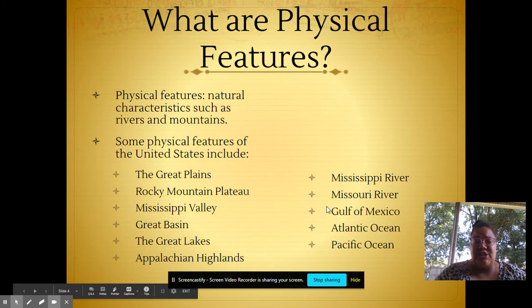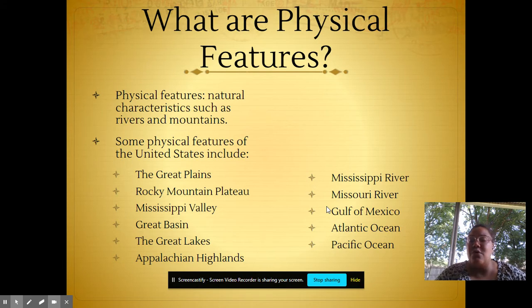So, what are physical features? Physical features are natural characteristics such as rivers and mountains. Some physical features include the Great Plains, the Rocky Mountains, the Mississippi Valley, the Great Basin, the Great Lakes, the Appalachian Highlands, the Mississippi River, Missouri River, the Gulf of Mexico, and the Atlantic and Pacific Ocean.